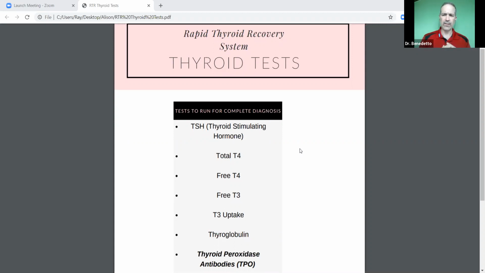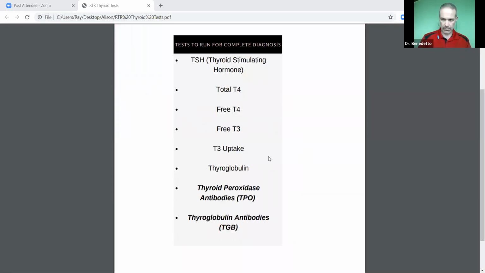And again, we'll touch on that in a video down the road. Most of what your thyroid makes is T4. So we want a total T4. How much of it is bound? Like, what's the total amount of it in the blood? And then how much is free? Free T3, something called T3 uptake, thyroglobulin, and these last two here are biggies, okay?